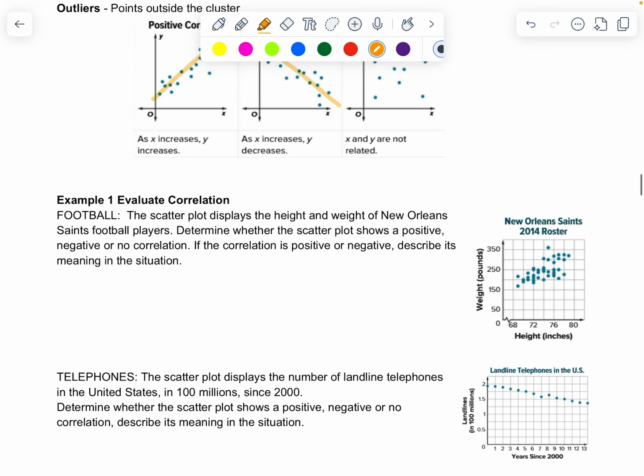First things first, we're going to look at the football scatter plot. The scatter plot displays the height and weight of New Orleans Saints football players. Determine whether the scatter plot shows a positive, negative, or no correlation. If the correlation is positive or negative, describe its meaning in the situation. So as you look at this, do you see any kind of correlation? Does it go up? Does it go down? Or is it just a bunch of numbers?